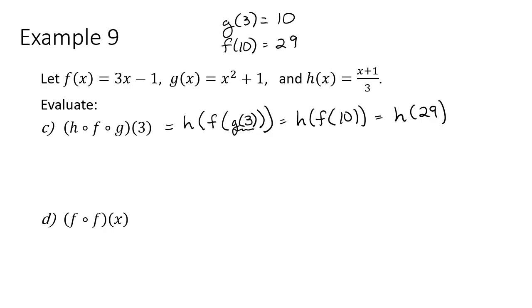And now last but not least, we can evaluate the function that is most on the outside, h. And if we plug 29 into h, we would have 29 plus 1 divided by 3, 30 divided by 3, which would give us 10. All right, so you read left to right to set up the notation, and then when you evaluate, you work your way from the inside out.